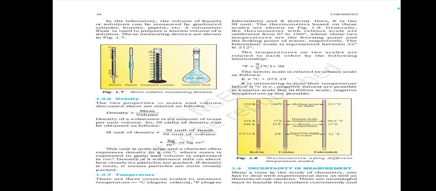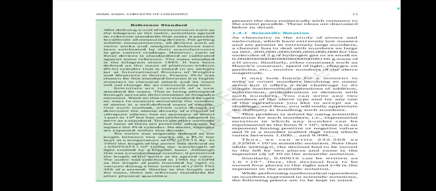Uncertainty in measurement. Many a time in the study of chemistry, one has to deal with experimental data as well as theoretical calculations. There are meaningful ways to handle the numbers conveniently and present the data realistically with certainty to the extent possible. These ideas are discussed below in detail.